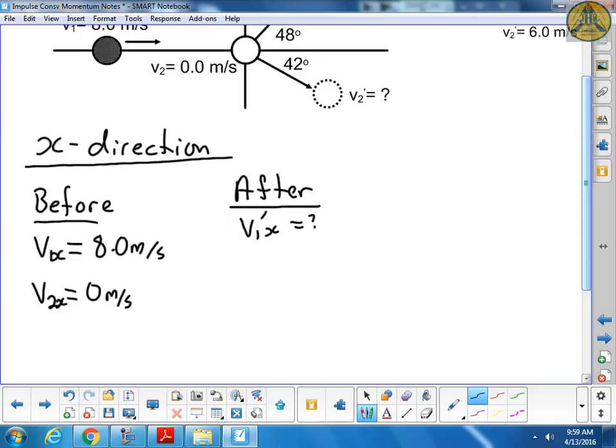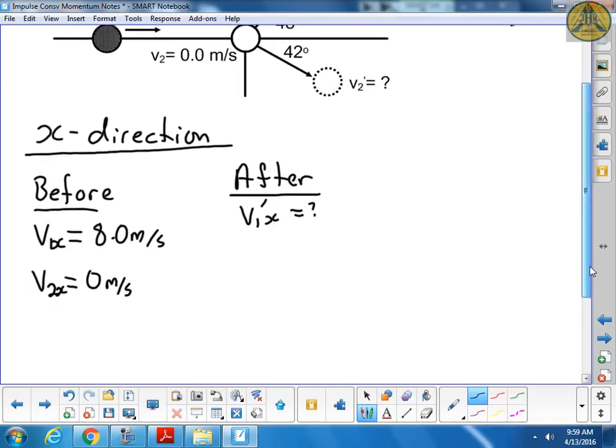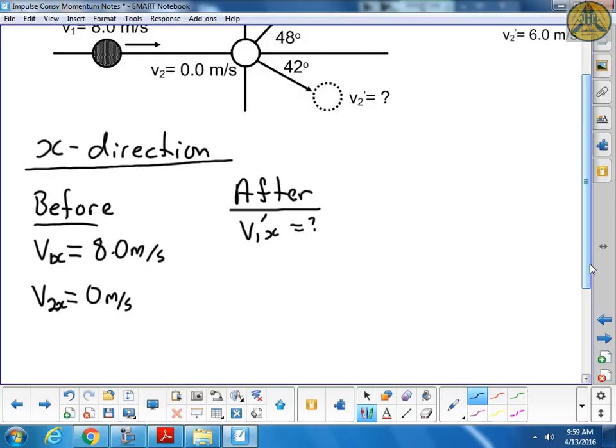Object 2, make the v's the same way. Object 2 in the x direction after the collision. Don't know what it is. Okay? Don't know what that is. Now we are given the angles. I'm going to come back to that in just a few minutes.